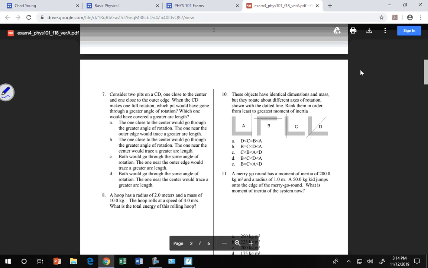Remember, the moment of inertia is dependent upon the mass and the distribution of the mass. So how far away from the axis of rotation is the mass? And so with these, you want to look for the one that has the greatest moment of inertia. Let's see, this is actually least to greatest. So these are all the least moment of inertia, and these are all the greatest moments of inertia. I want to look first for which is the biggest and which is the smallest.